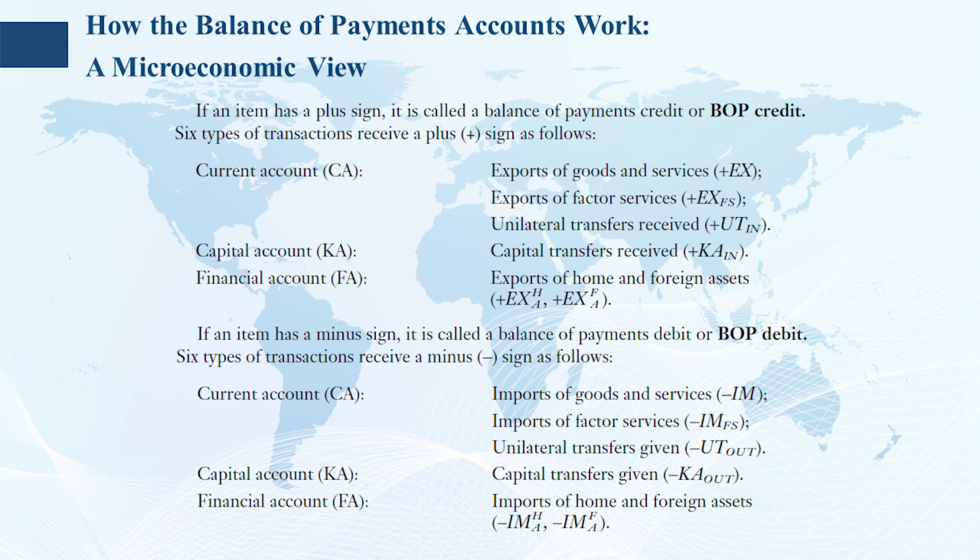If an item has a minus sign, it's called a balance of payments debit, or BOP debit. 6 types of transactions receive a minus sign as follows: current account CA, imports of goods and services IM, imports of factor services IMFS, unilateral transfers given UT out; capital account KA, capital transfers given KA out; financial account FA, imports of home and foreign assets IMAH, IMAF.